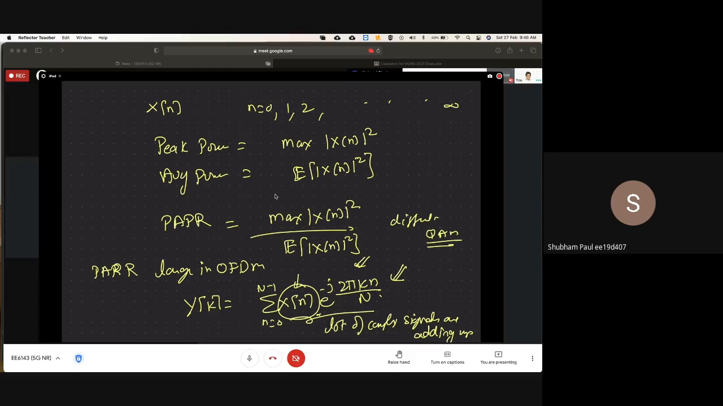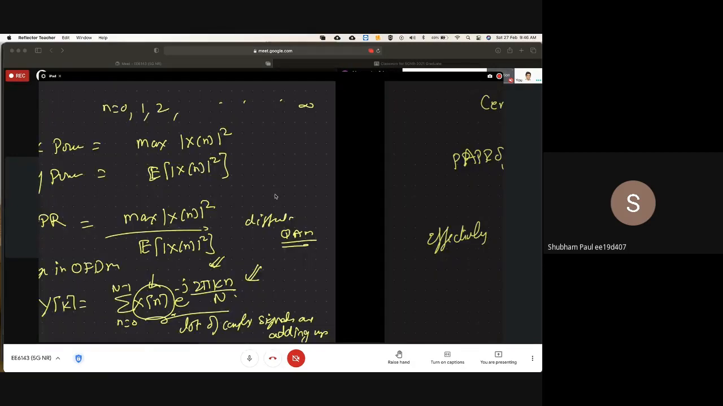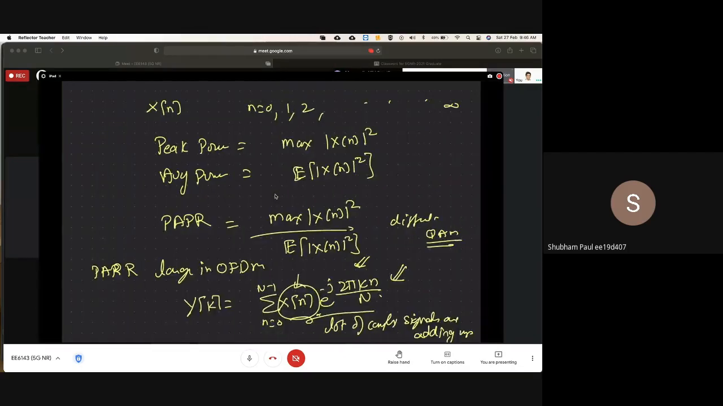Sir, this is Shubham here. Shubham, please. Sir, I had one question. You said that with the increasing order of modulation, we will face a higher PAPR. Yes. And it's true for QAMs. Is it because the higher the QAMs, the symbols are even more energy dependent?